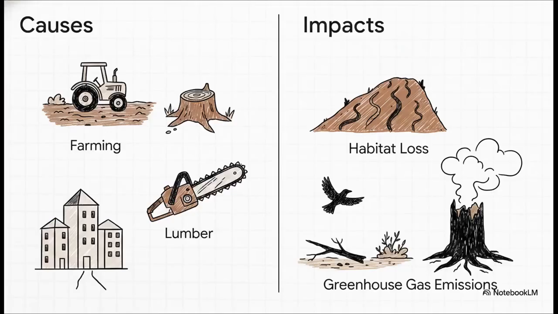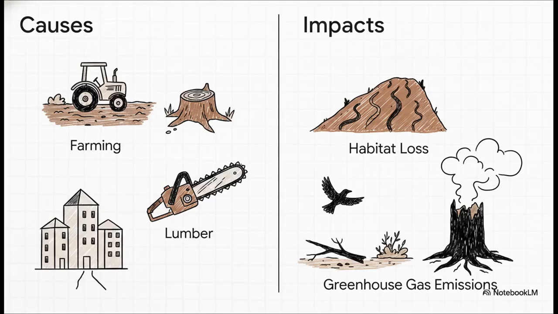So why are we clearing all this land? Primarily, it's for farming and ranching, as well as harvesting lumber and making space for urbanization. But the impacts are incredibly severe. Without root systems to hold the earth together, soil erosion runs rampant, and vital animal habitats are completely destroyed.